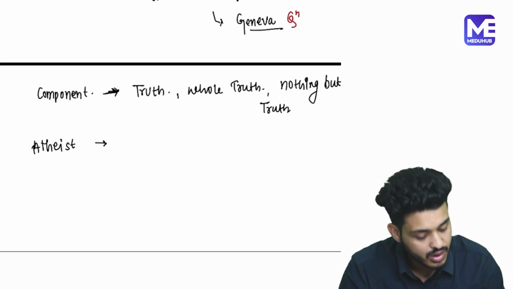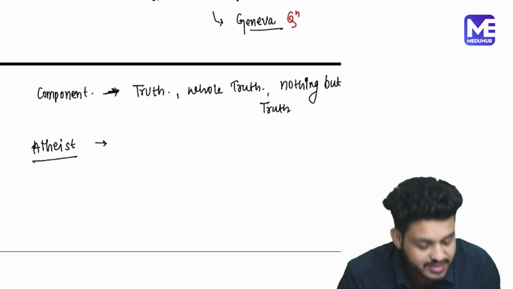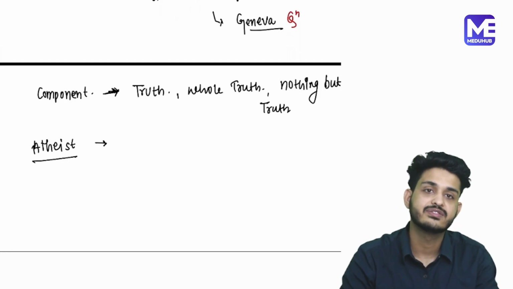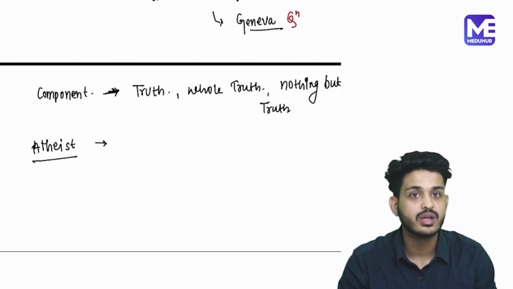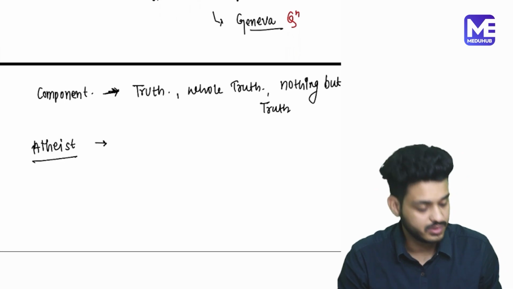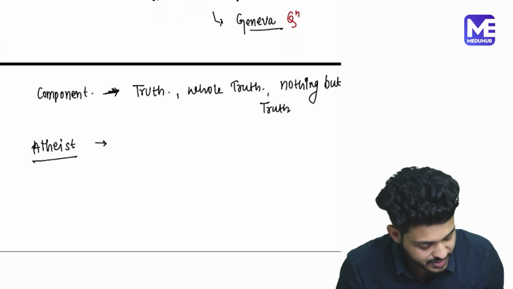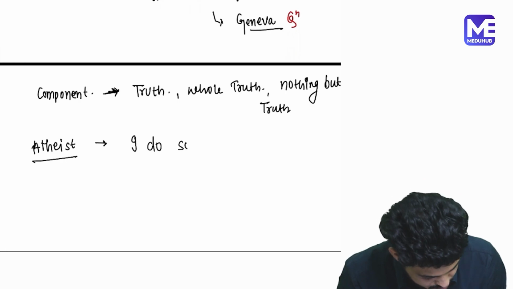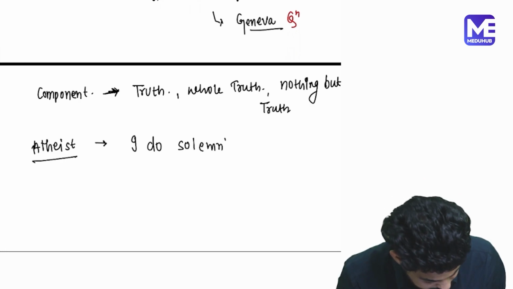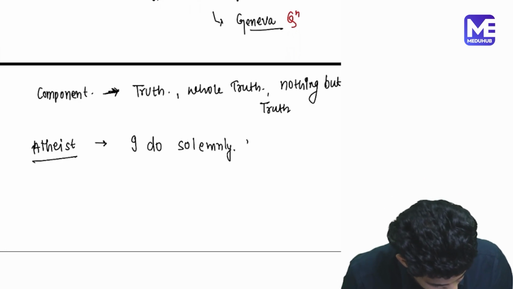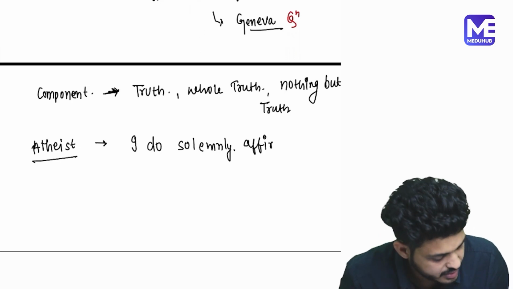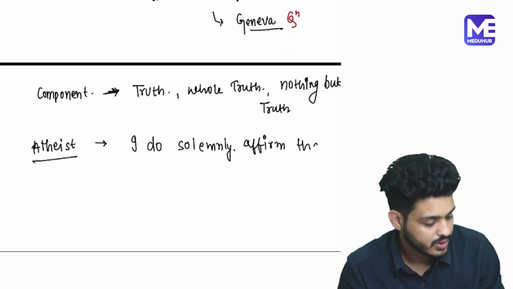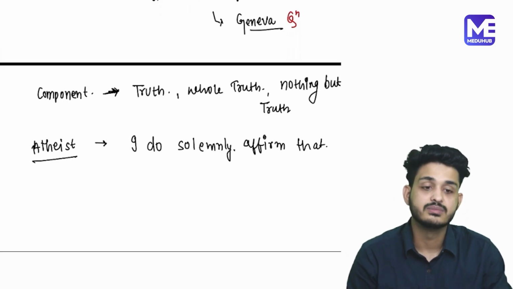So what is an atheist? An atheist is a person who doesn't believe in God. If someone doesn't believe in God, how will that person take the oath? He will say, I do solemnly affirm that.